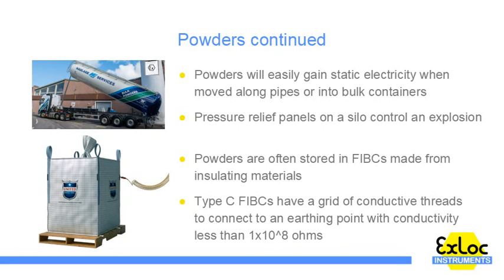Type D FIBCs are designed to remove charge by controlled low-energy discharges, known as corona discharges, from the surface of the bag. When using Type D bags, it is essential that all nearby conductive objects, such as drums on a pallet, are earthed to prevent the corona discharges from the FIBC causing charging by induction. Type D FIBCs should not be used where 2C gases may be present.